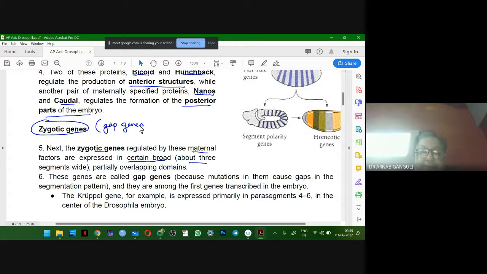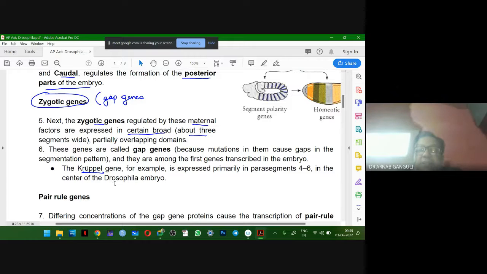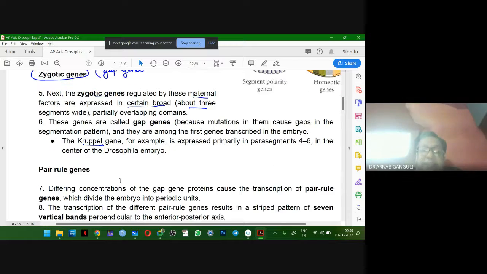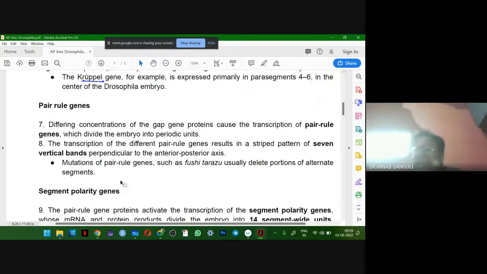An example is the Kruppel gene. Now, gap genes are transcribed and translated. Again, like you had seen in bicoid and nanos, you have differing concentrations, more in the anterior side for bicoid and less in the posterior side. Similarly, these gap genes also form a gradient, so differing concentrations of gap gene proteins.